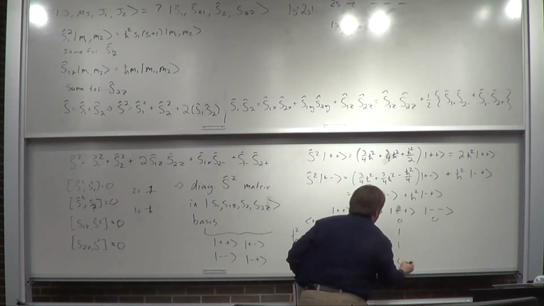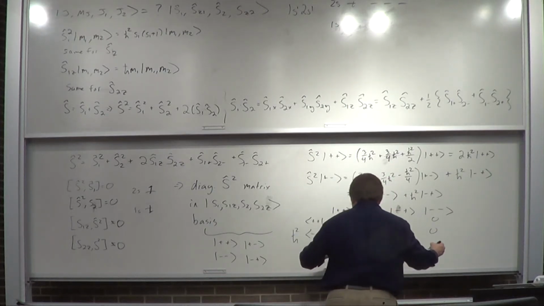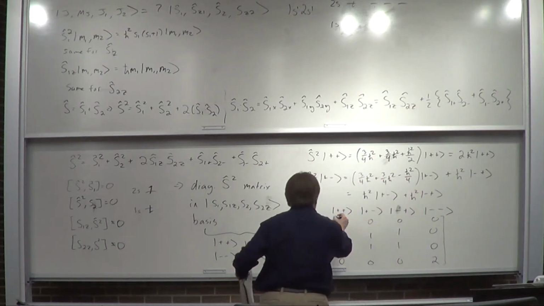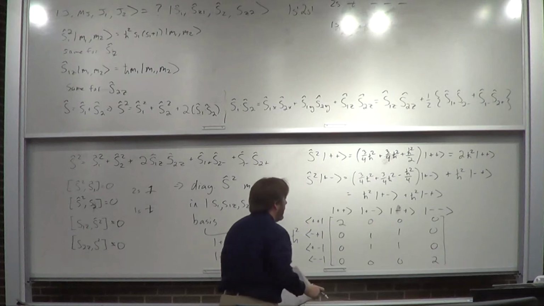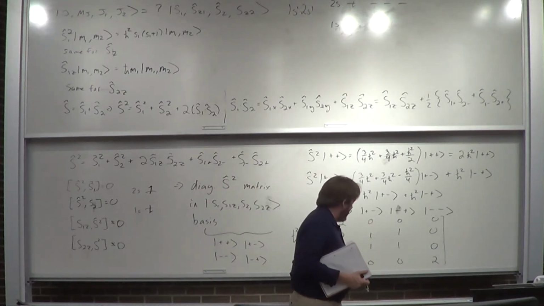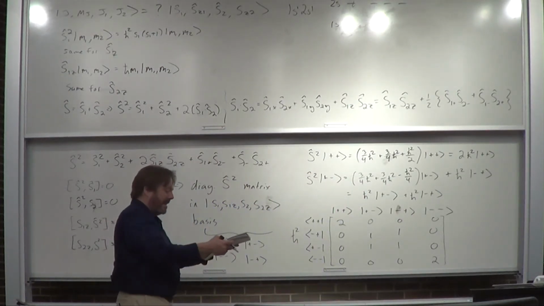Again, you can see that this is the reason I didn't have you do this on the homework, because it's actually kind of hideous. I'll put little matrix brackets on it. There you go. 2, 0, 0, 0, 0, 1, 1, 0, 0, 1, 1, 0, 0, 0, 0, 2. Okay, so that is the spin squared matrix.